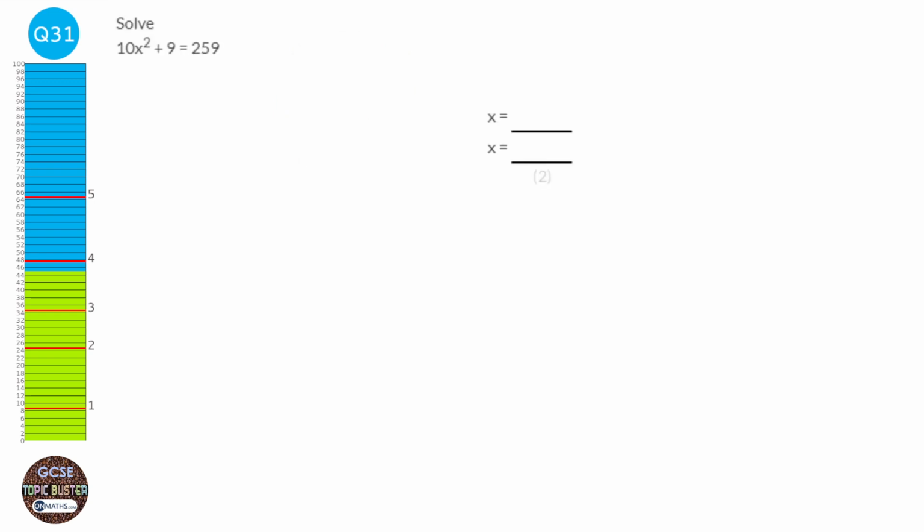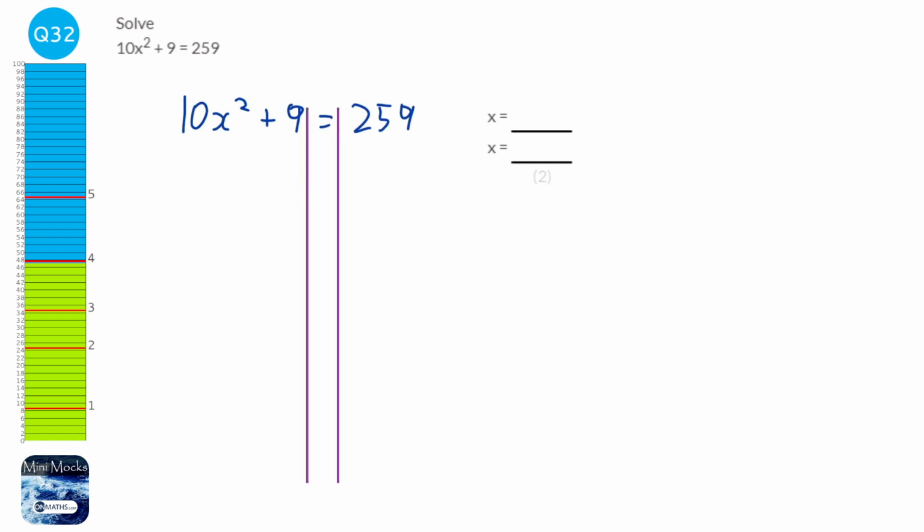So I'm going to write this question out a bit bigger, just so we've got a bit more room, and we're asked to solve. What we're going to do is start by putting our solving lines in, and figure out what we do to get x on its own. So we're going to start by subtracting 9 from both sides, and that will leave us with the 10x squared on the left-hand side and then 250 on the right.